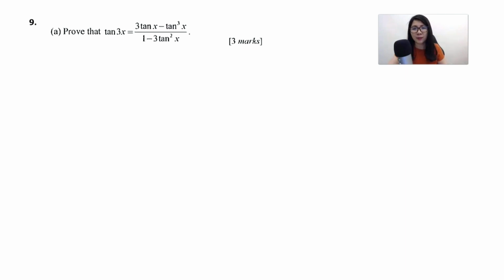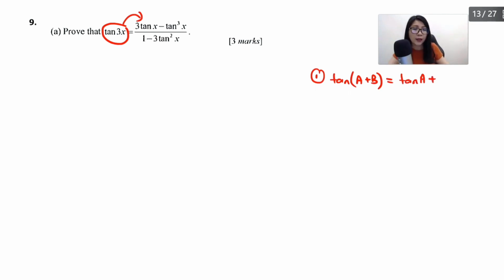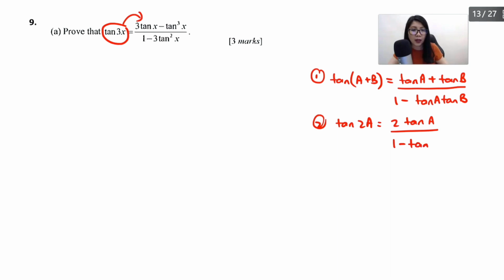This question is under the chapter Trigonometry. I'm going to prove tangent 3x, which is the left-hand side, equals the right-hand side. I'm going to use 2 types of formula. The first formula is tangent A plus B, which is tangent A plus tangent B over 1 minus tangent A tangent B. And the second formula is tangent 2A, which is 2 tangent A over 1 minus tangent square A.